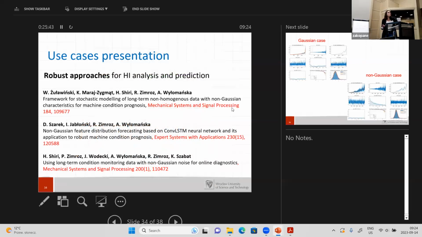Some of them will also be presented today, for instance, by David Szarek. So here we propose the framework for how to analyze such kind of data from the stochastic processes perspective, and how to identify the components of the models in order to find the RUL, to find the prediction of the data, which is important from the engineering perspective.